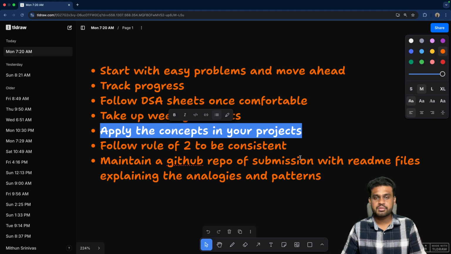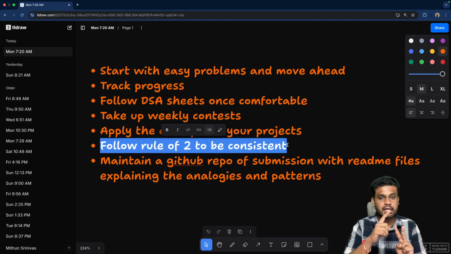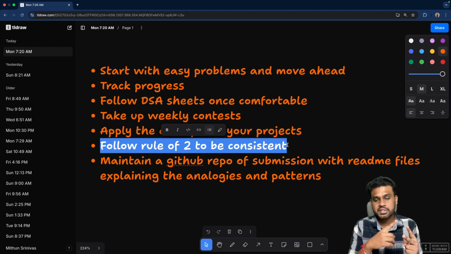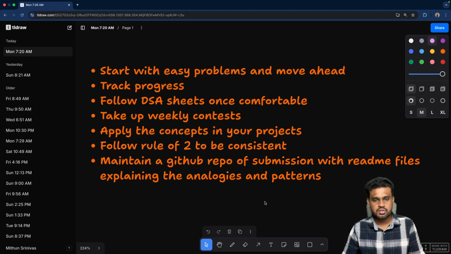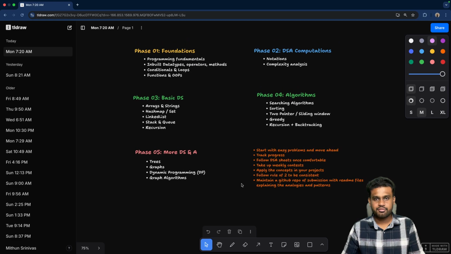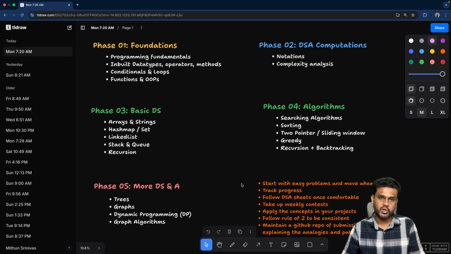And next, many of you will say, Mithun, I am not very consistent. So I have one rule: follow the rule of 2. It says that I can miss one day, but I should not miss 2 days continuously. One day you can miss, you may have college commitments, family commitments, something. But the next day you should not miss, not 2 days continuously. With this, you will make it a habit. So these are the phases and the general tips you should keep in mind whenever you are doing DSA.